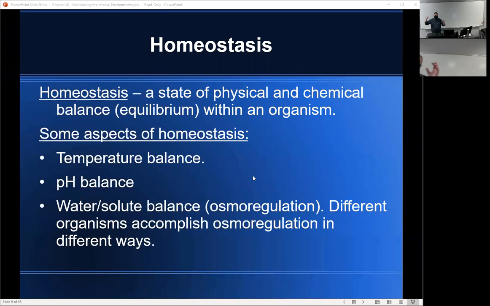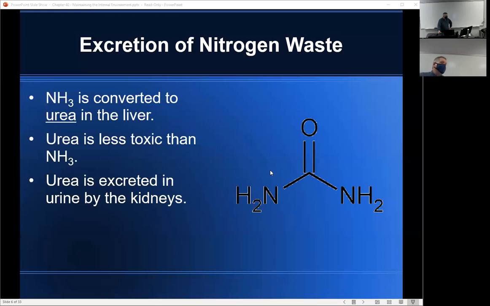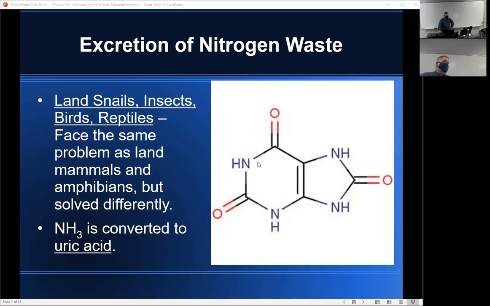So land animals and amphibians have to convert that ammonia to a less toxic molecule in order to excrete it. In the case of mammals, we excrete it as urea. Urea is excreted into urine in the kidneys. It's less toxic. It can be stored in the body for a while until we excrete it later. Land snails, insects, birds, and reptiles excrete their nitrogen waste as uric acid, which is different. It's a solid white precipitate.